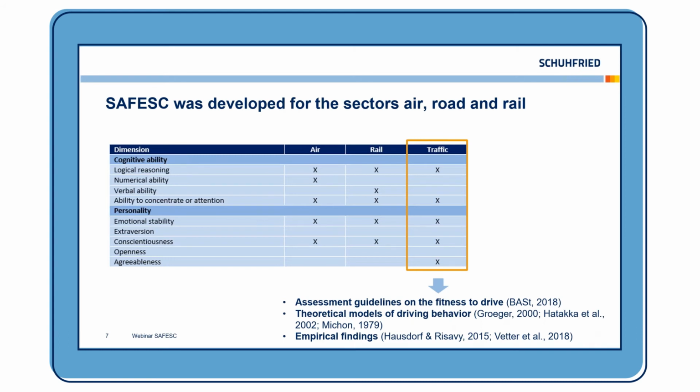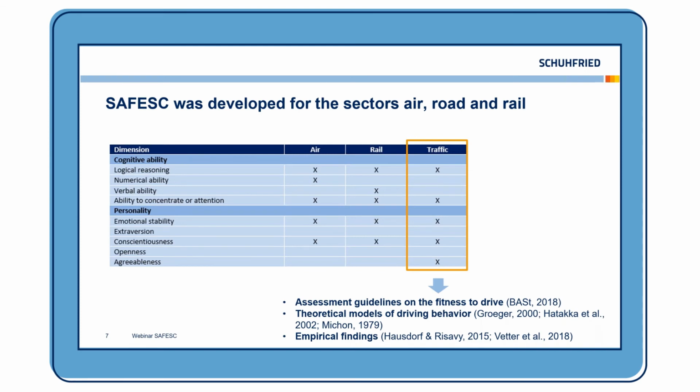us to derive dimensions. And the special thing about the GDE matrix is that it illustrates that in addition to basic cognitive abilities as defined in the assessment guidelines on the fitness to drive, other mental processes also play an important role for driving a motor vehicle. For example, logical reasoning or personality traits such as emotional stability, conscientiousness, and agreeableness.